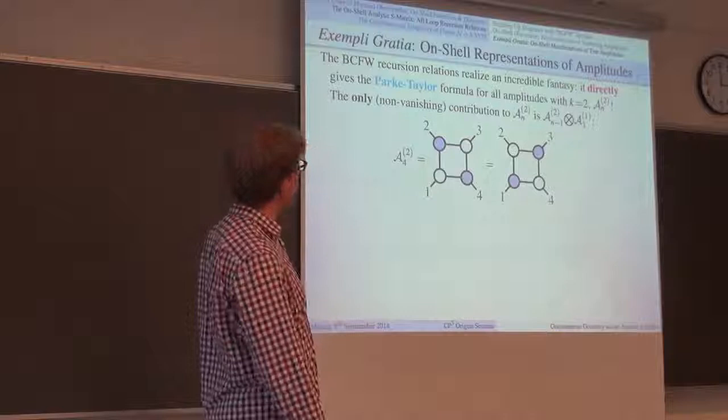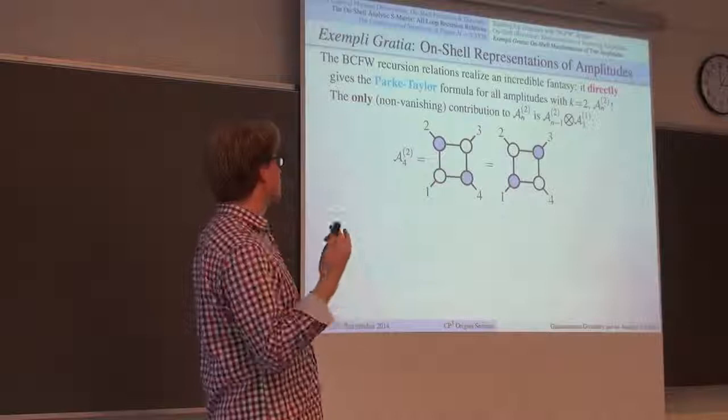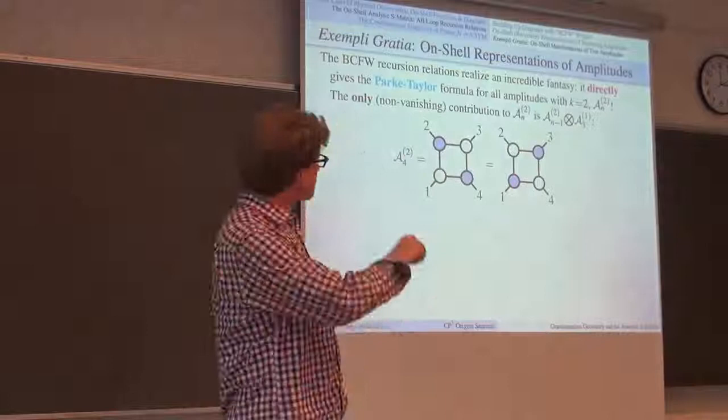So let me show you. For four particles, it's just one picture. That's not such a big improvement over Feynman diagrams, where it should be three. But it becomes more incredible. And of course, we could have chosen any pair of legs to do the recursion, so those two pictures are the same.